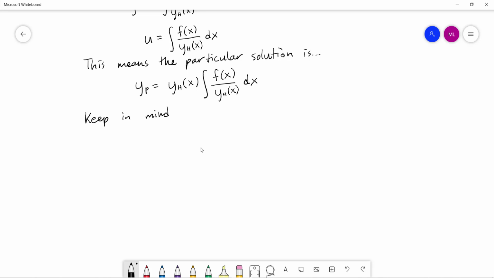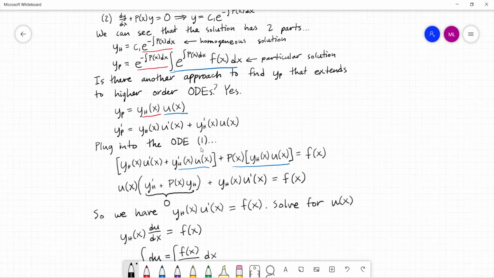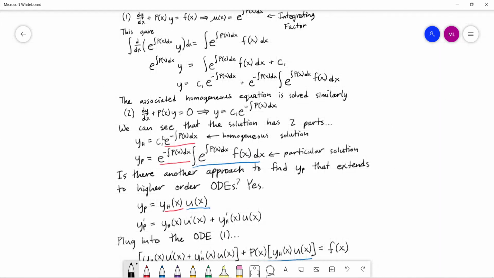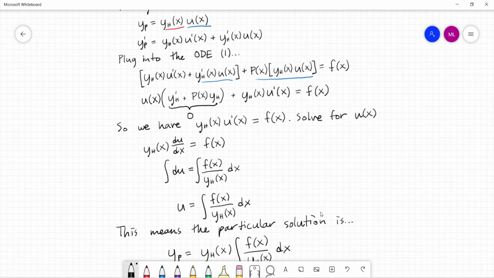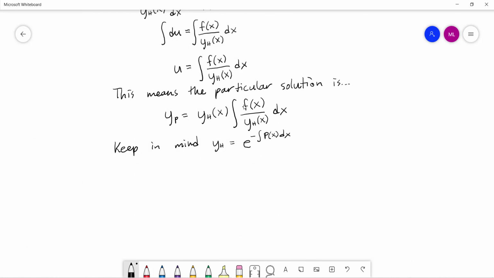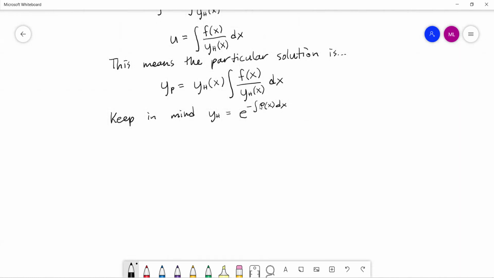what yh looks like. Our y homogeneous is equal to e to the negative integral of p of x dx, right? Come back up here. It takes this particular form. I'm just leaving off the constant. So assuming that constant is gone, I'm plugging this in for our yh into this general form that we have down here. So what is y particular then?